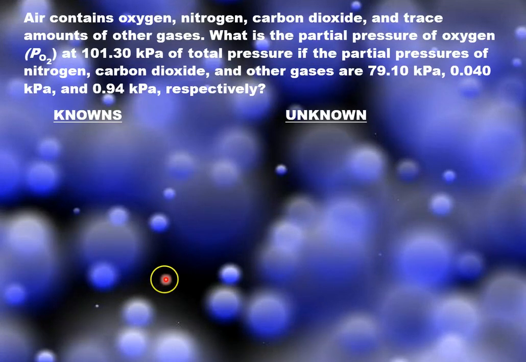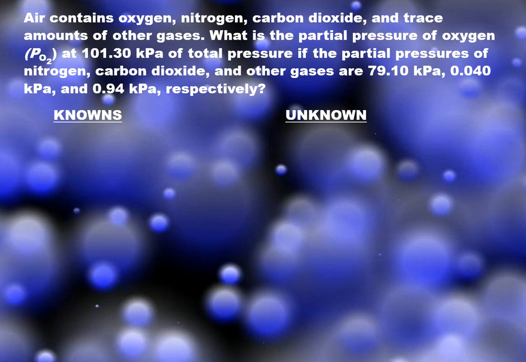So let's take a look at this problem. Air contains oxygen, nitrogen, carbon dioxide, and trace amounts of other gases. What is the partial pressure of oxygen at 101.30 kPa of total pressure if the partial pressures of nitrogen, carbon dioxide, and other gases are 79.10, 0.040, and 0.94 kPa respectively?